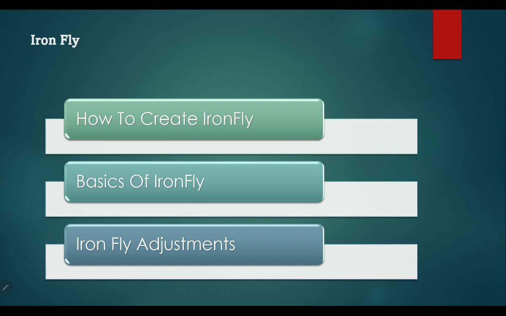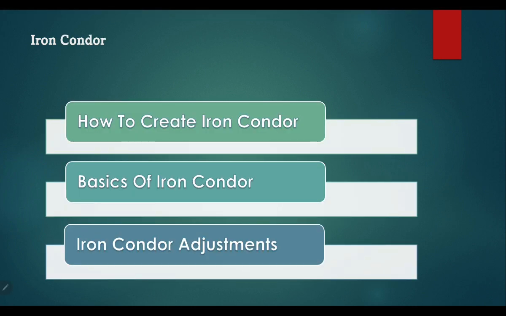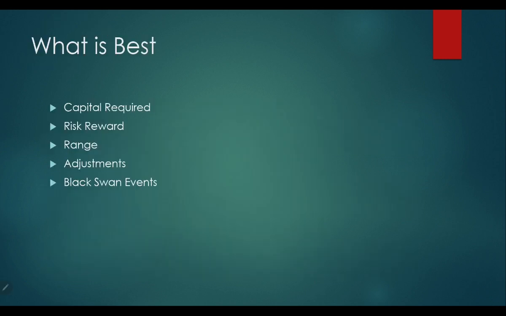Then we will get into the next strategy, which is Iron Condor, how we create it, what the basics of Iron Condor are, and how we do adjustments with it. And then finally we will discuss the differences between them and which one is the best strategy among these two. Let's see in the Sensibull tool how we create Iron Fly first and then Iron Condor.